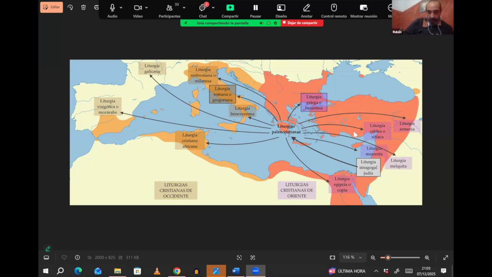And then in the West, we have several liturgies which are a little closer together than the Easterns. The Benedictine, the Roman, the Ambrosian, the Gallican, the Mozarab, and the Northern African Christian liturgy, which was also quite important.